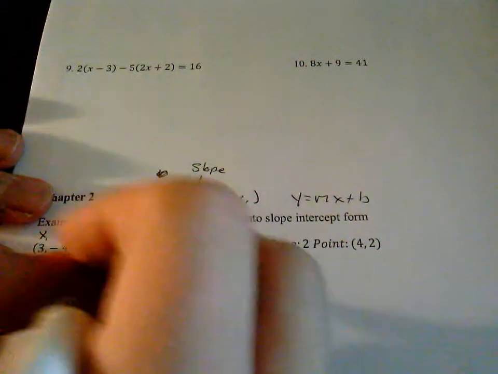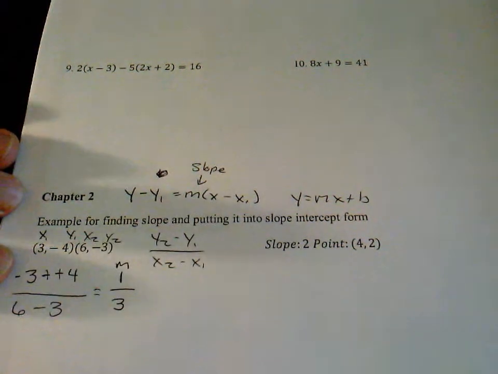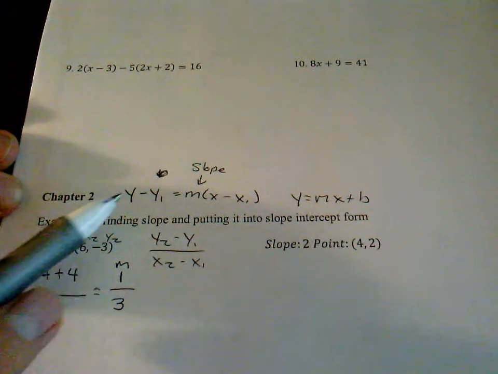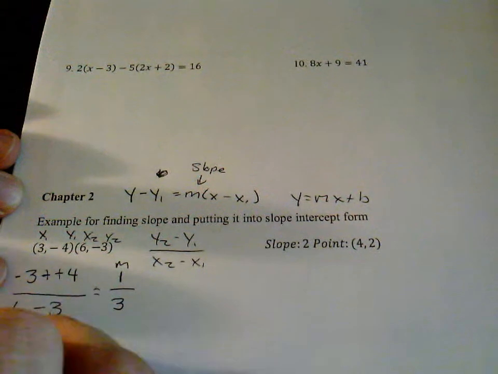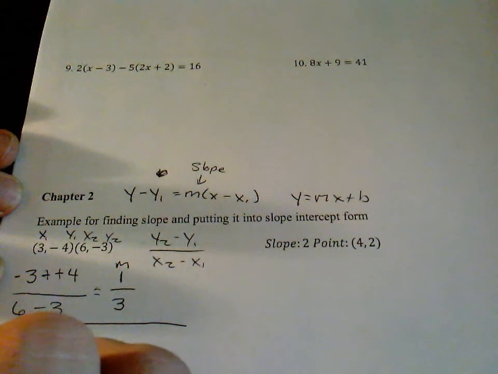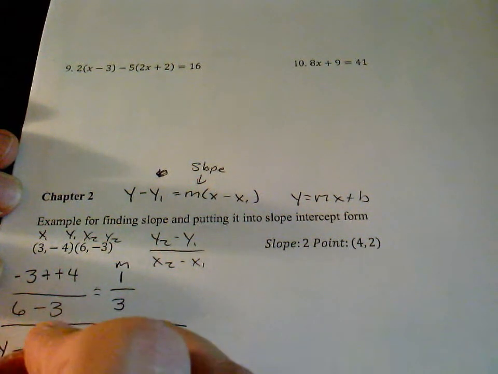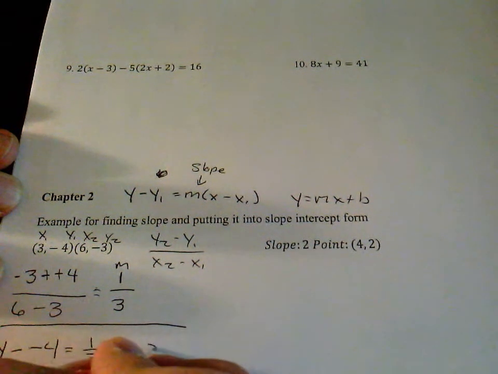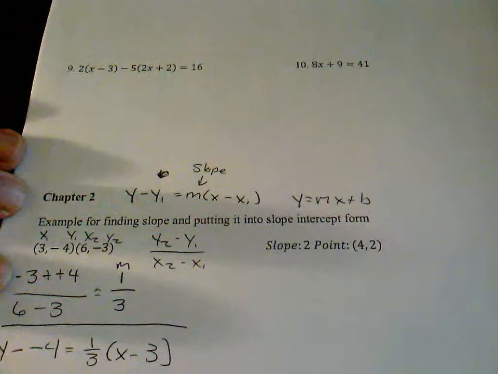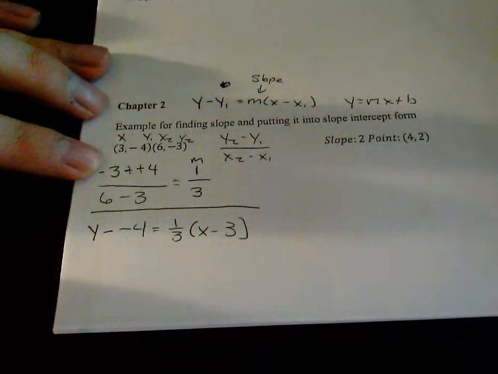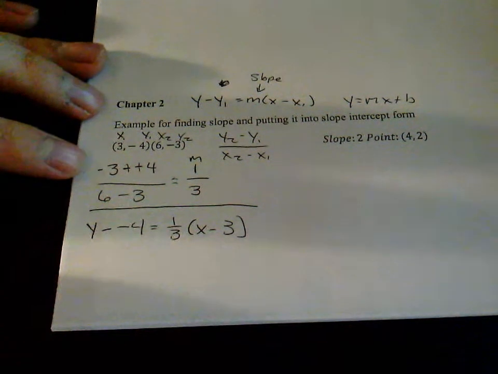So this is our m. We've already got our x1, we've already got our y1, we got our m now. So we can plug that all into this. So we're going to do y minus y1, which is negative 4, equals m 1/3 times x minus x1, which is 3. Okay. We have 2 negative signs, this is going to be a plus sign.